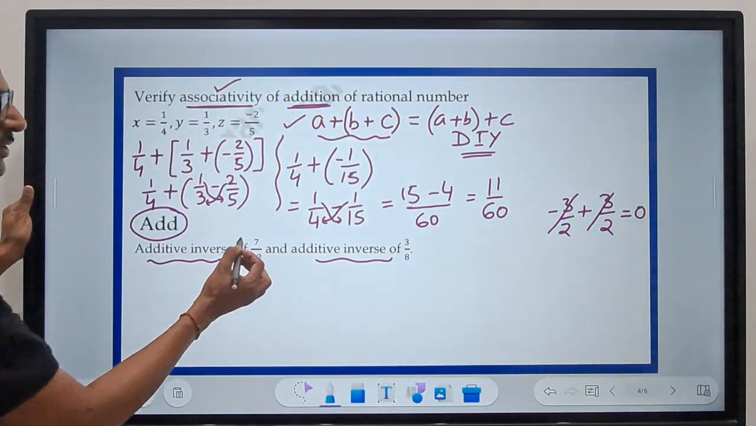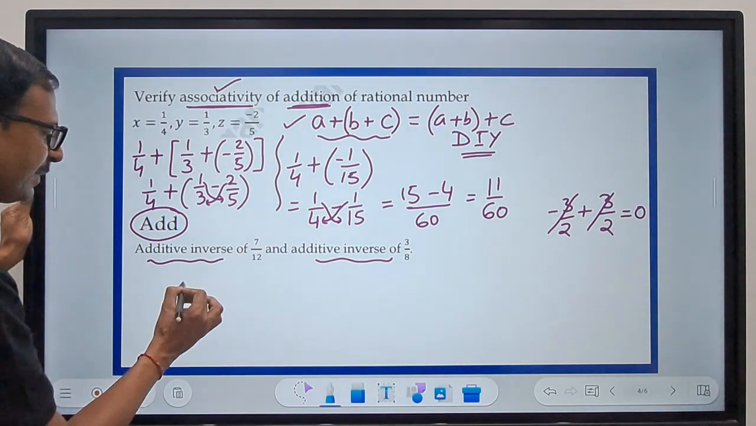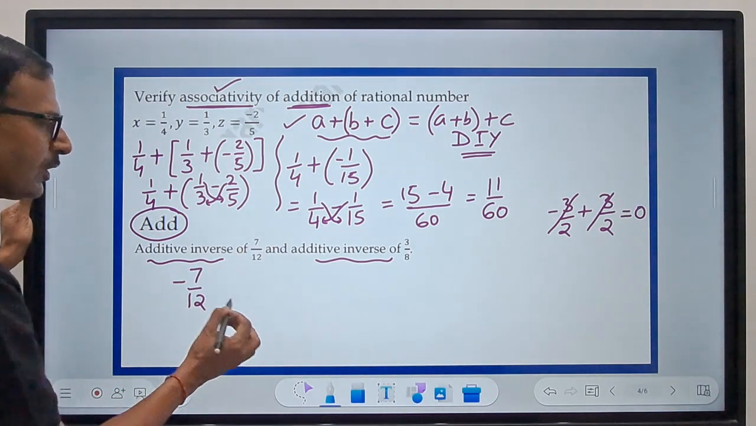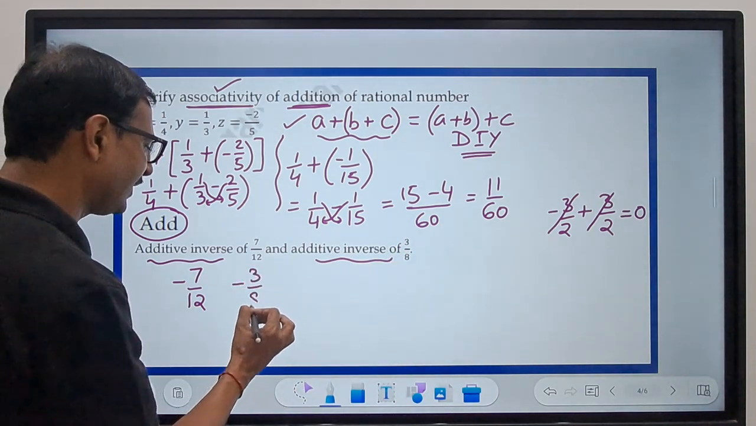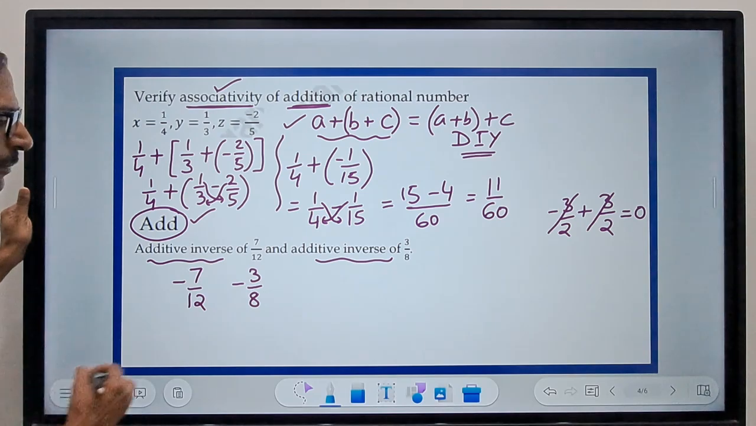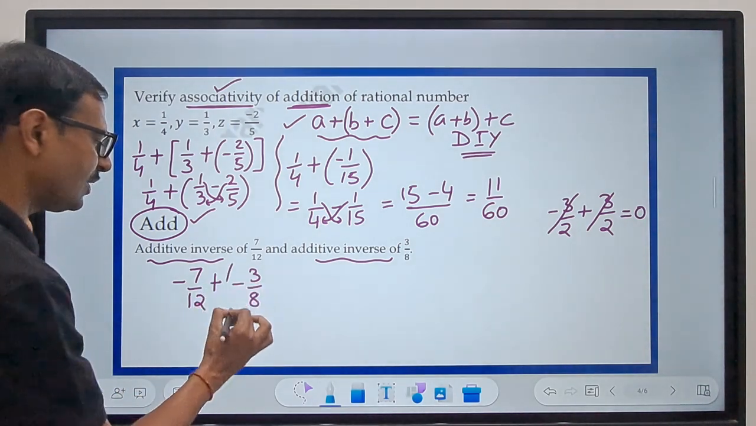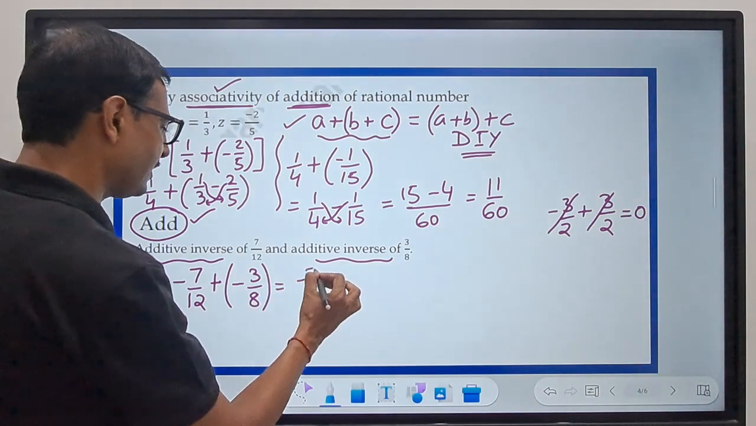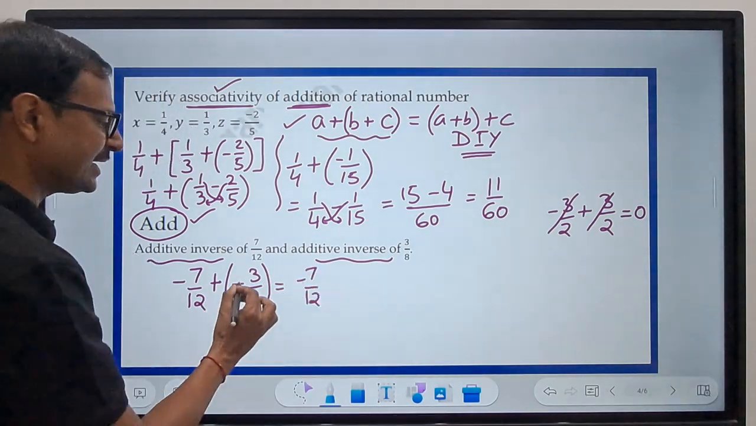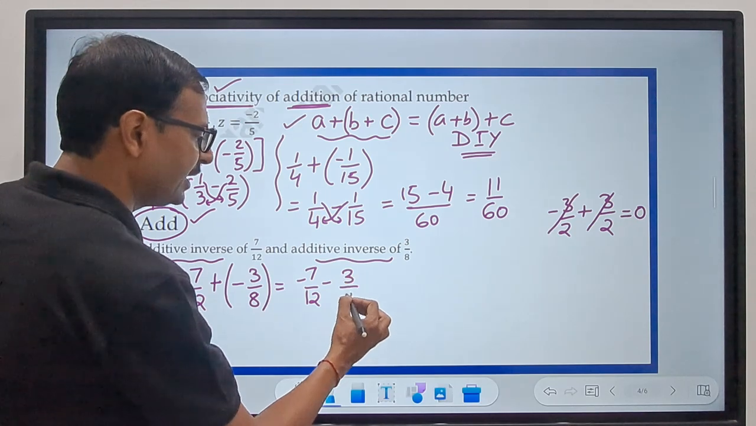So what is the additive inverse of 7 by 12? It is minus 7 by 12. And what is the additive inverse of 3 by 8? It is minus 3 by 8, right? And now he is asking us to add them. So add means you have to put a bracket like this. And now pretty easy, because you have done it earlier. Minus 7 by 12 plus minus becomes minus, and 3 by 8.